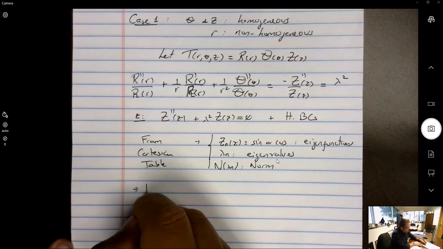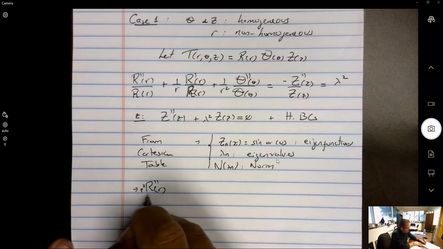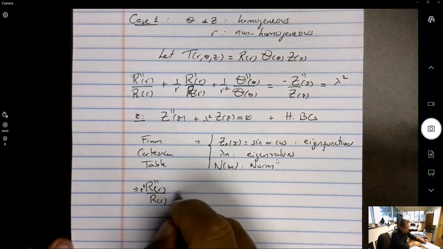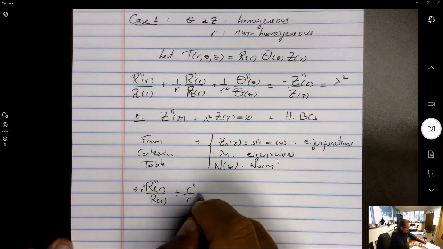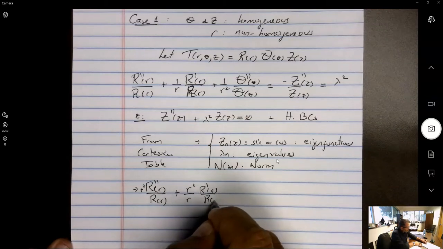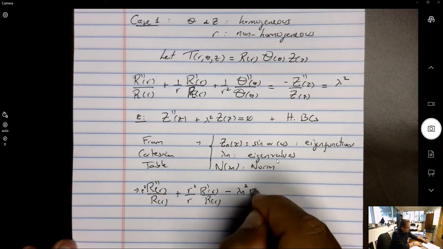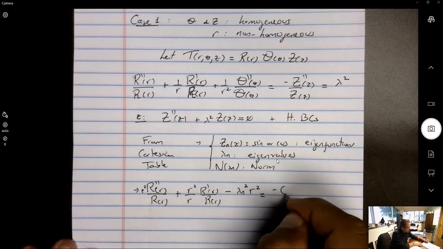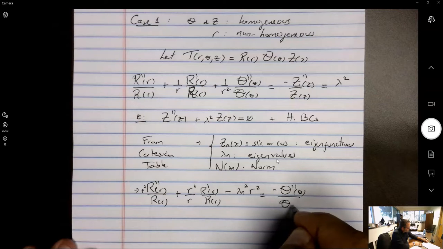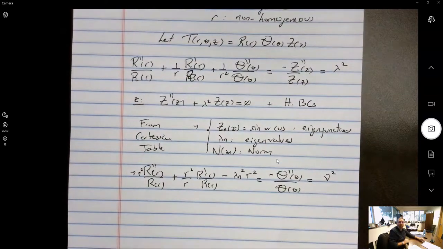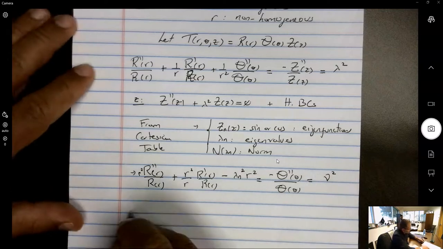Then what we have left is r squared R double prime of r divided by R of r. So we're multiplying everything by r squared so that we can get rid of these r squared in the denominator of theta. r squared divided by R, R prime of r, minus lambda n squared r squared is equal to minus Theta double prime of theta divided by Theta of theta. And then we apply another separation constant. We call it nu, and we're going to make it squared, obviously, to fix the sign. And we're going to make it positive so that we build an eigenvalue problem in the theta direction.